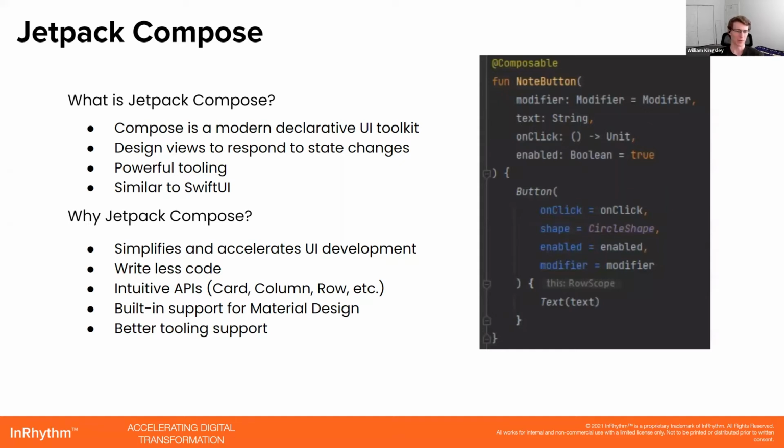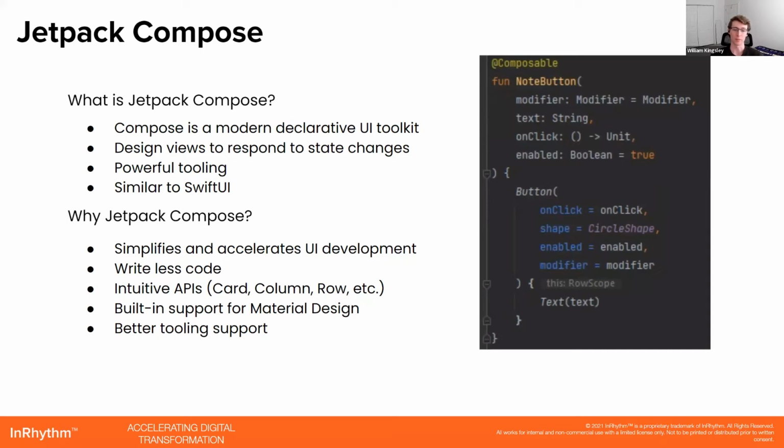So why Jetpack Compose? Overall, it simplifies and accelerates UI development. Android developers can write significantly less code, as I will show in just a moment. The APIs for Compose are very, very intuitive. Most composable functions are called something as simple as Card, Column, Row, and more often than not, these APIs are self-describing in that a Column just represents a form of linear layout, and all of the items of that column or composable will be laid out in a vertical linear fashion.